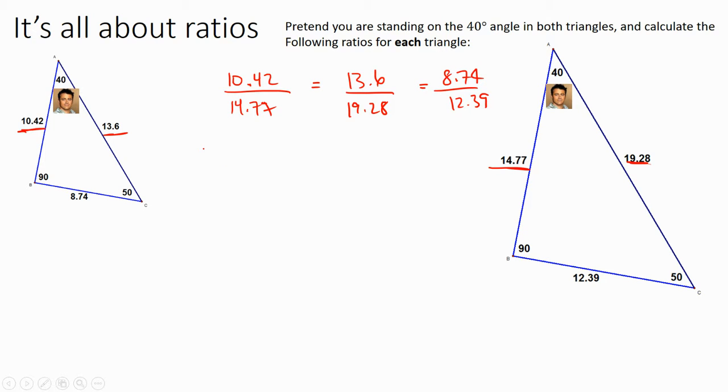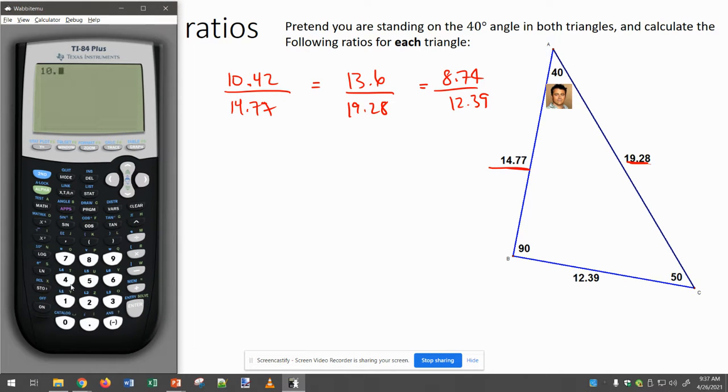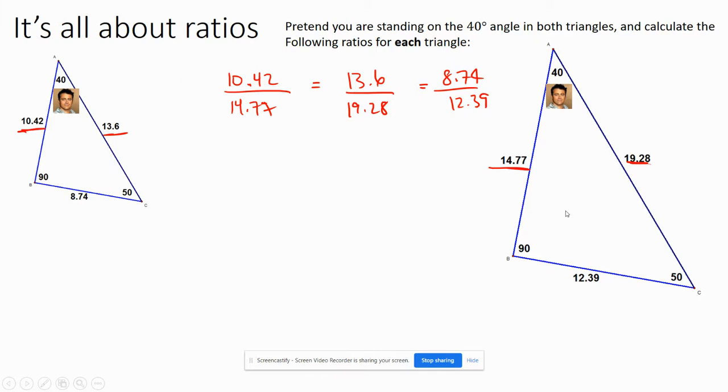So we could show those ratios are, in fact, all equal. If I get out my calculator, just to show that they're all the same ratio, to convince you that these are similar triangles. So that's equal to this ratio. Let's try the next one, 13.6 over 19.28. Okay, same ratio, and the 8.74. I just made these triangles in GeoGebra, so that's why they have weird side lengths, and I've rounded them to 2 decimal places. So we see these are all the same ratio.